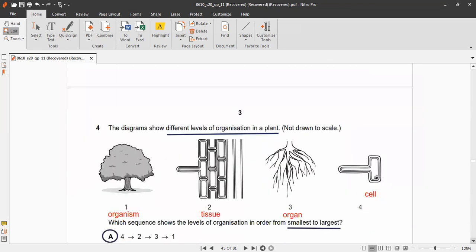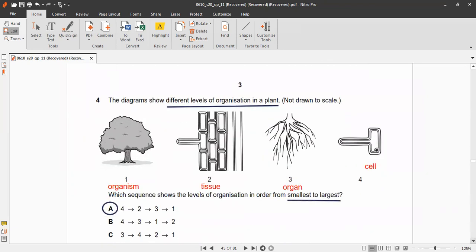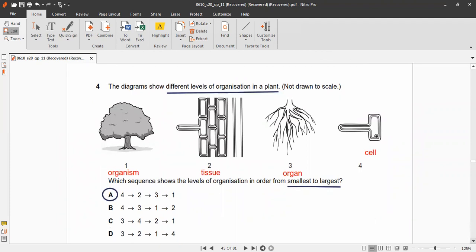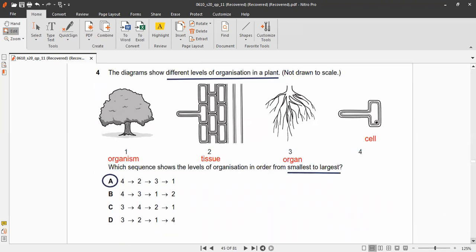Paper 2, variant 1. The diagram shows different levels of organization in a plant. Which sequence shows the levels of organization in order from smallest to largest? From smallest, cell, number 4, and then tissue, number 2, and then organ, number 3, and then organism, number 1. So the correct answer is A.